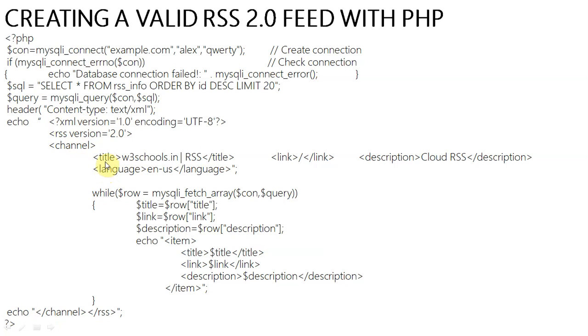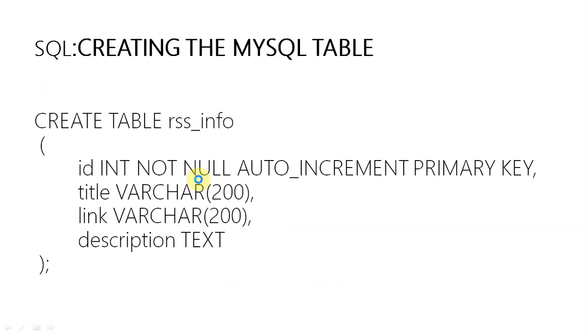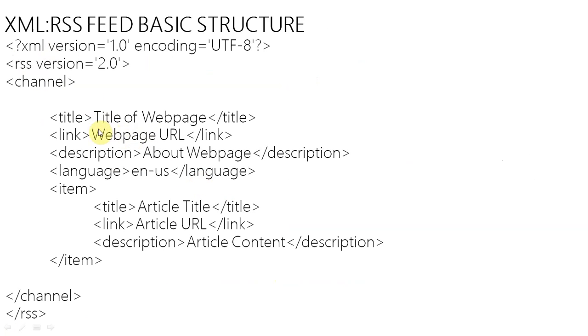So we have mentioned here title w3school.in RSS, and the title is closed, and then link, then description. So we have three headings: first is the title, second is the link, and third one is the description. About the title we will describe here. Language is en-us, English US, and this is the complete program. You can see the structure: title of the web page, link, description, and language.